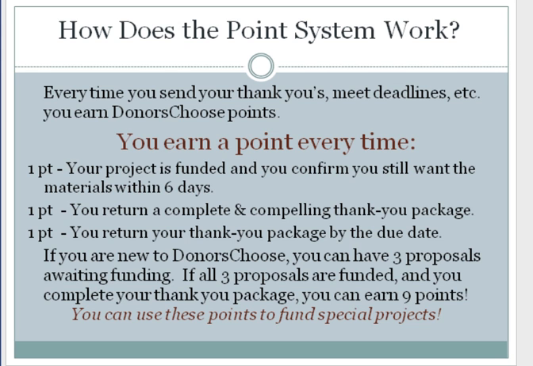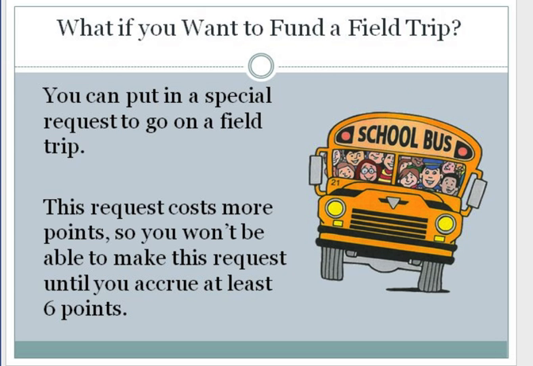DonorsChoose likes to reward you for timely sending in your thank you notes and uploading your photos, and so they've developed a point system. I have on this slide the different points they give you. If you are lucky enough to have 3 proposals funded, you would end up with 9 points. You can use these points to submit more proposals. Let's say you want to go on a field trip. There's no vendor at the eSchool Mall to do that, so you have to do what's called a special request, but it costs 6 points.